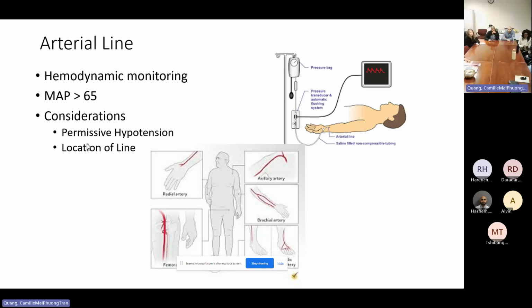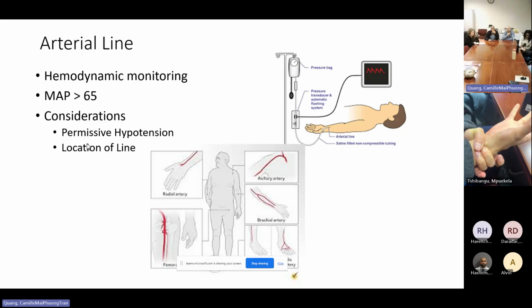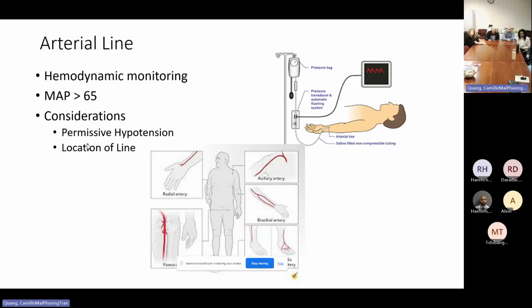So if they're right-handed, you want to put it in the left hand. Like I said, most of the time they go in the radial. Other places you can put them are the axillary artery, the femoral artery, and I've seen them in the DP before as well. The brachial artery, you never want to put a line in a brachial artery because there's no anastomotic flow around. So you can cause ischemia very, very easily.